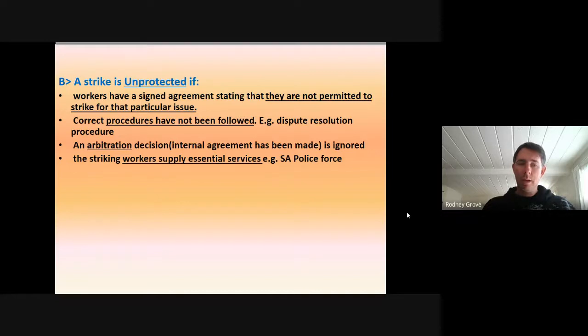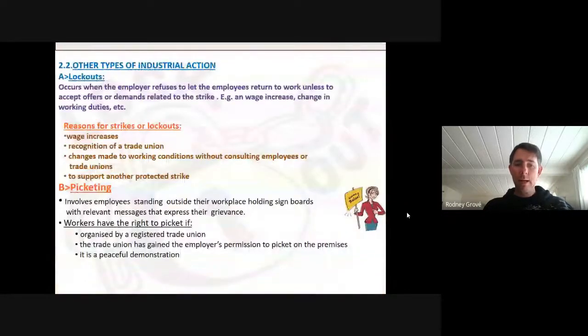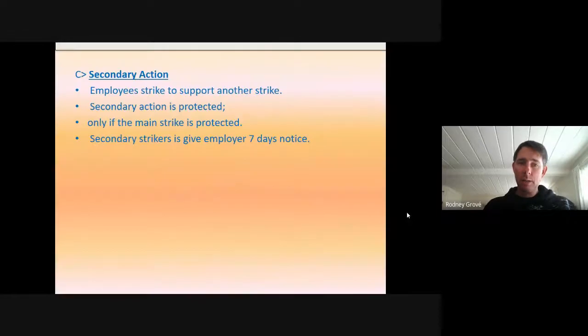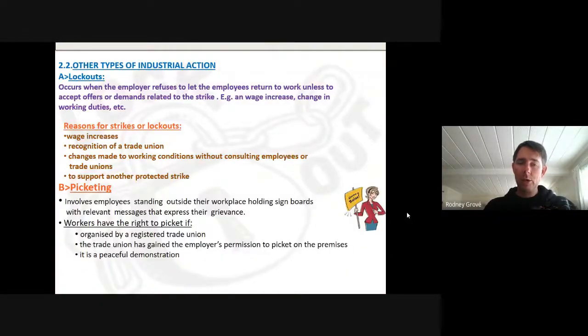Okay. Then the next one, this is one that I'm going to stop at. After this slide, you'll see it continues to secondary action, etc., but we'll continue with that for the next lesson. Other types of industrial action. Lockouts. Now, a lockout occurs when the employer refuses to let employees return to work unless they accept the offers or demands that are related to the strike.